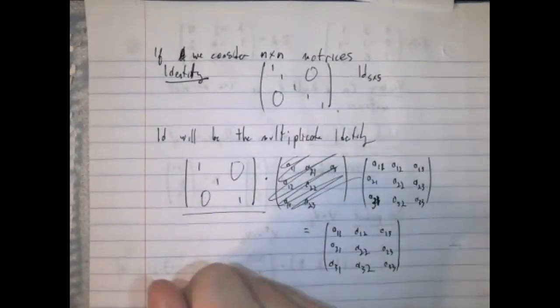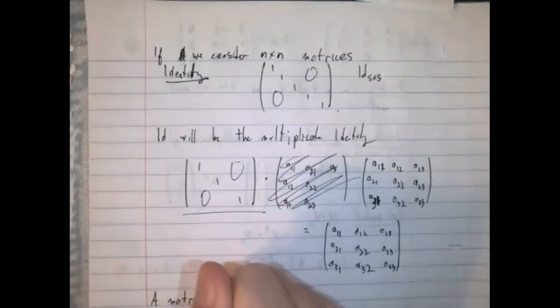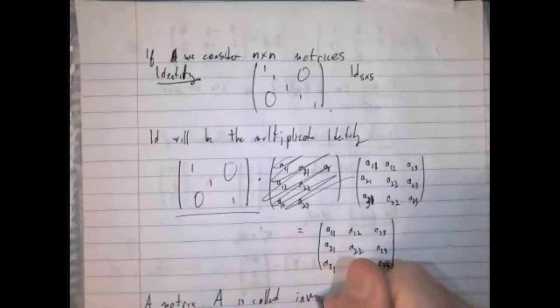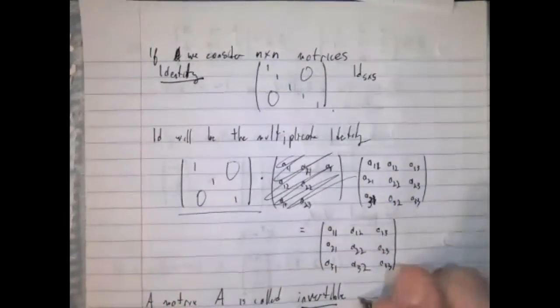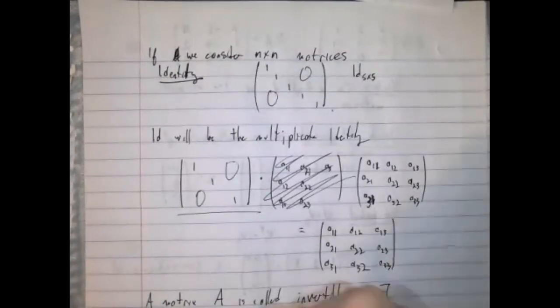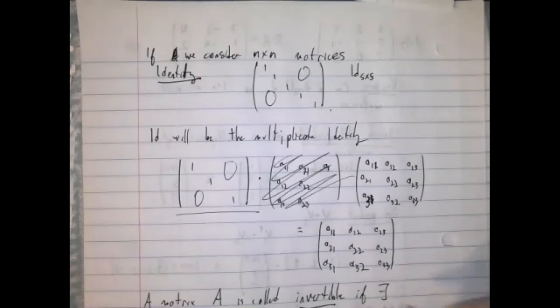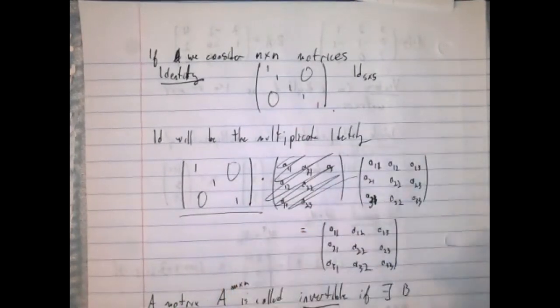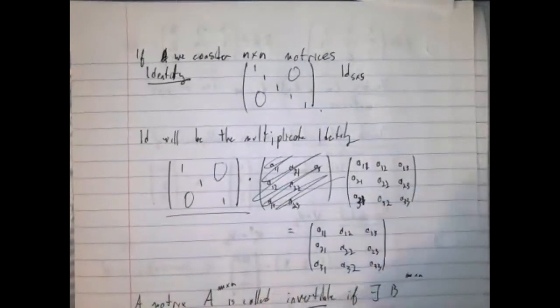So let's write the following. A matrix A, M by M, is called invertible if there exists a matrix B, which must also be M by M, such that A times B is equal to the identity on M.